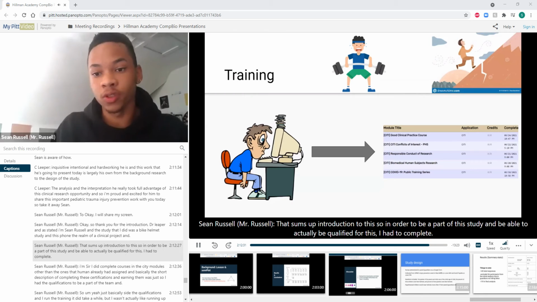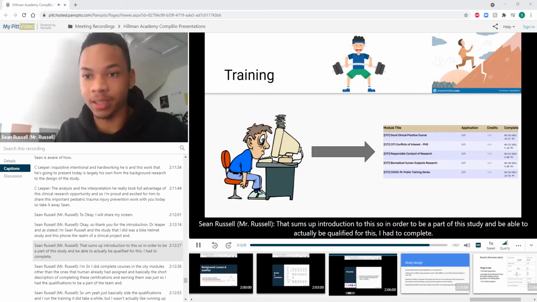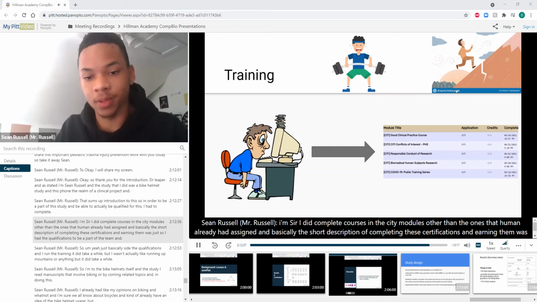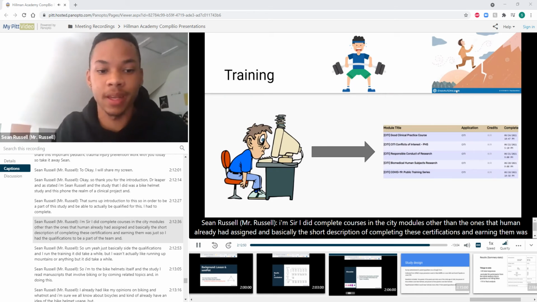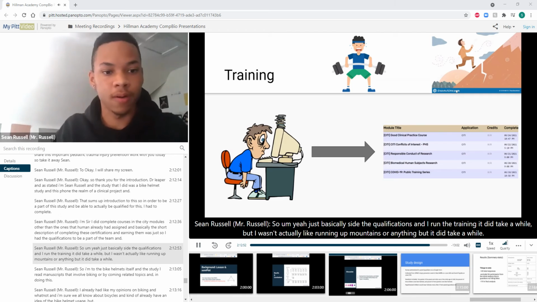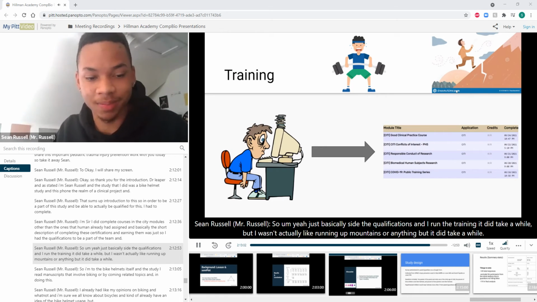In order to be a part of the study and be able to actually be qualified for this, I had to complete courses in the city modules other than the ones that Hillman already had assigned. Basically, the short description of completing these certifications and earning them was just so I had the qualifications to be a part of the team. It did take a while, but I wasn't actually running up mountains or anything.